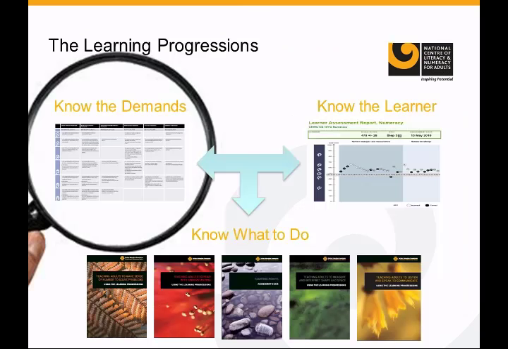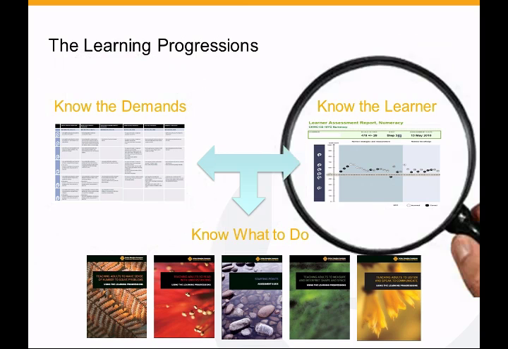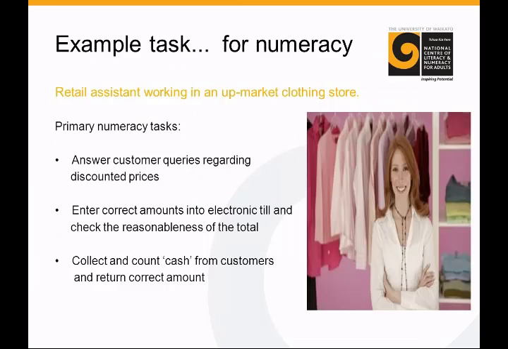I'm going to talk through a real example that was used that I was part of, and during this example I'm going to discuss how each of these components, knowing the demands, knowing the learner and knowing what to do, worked, and how eventually we developed group learning plans and further into more details based on the assessment tool. So I'm going to discuss knowing the demands, knowing the learner and knowing what to do in the context of a retail course.